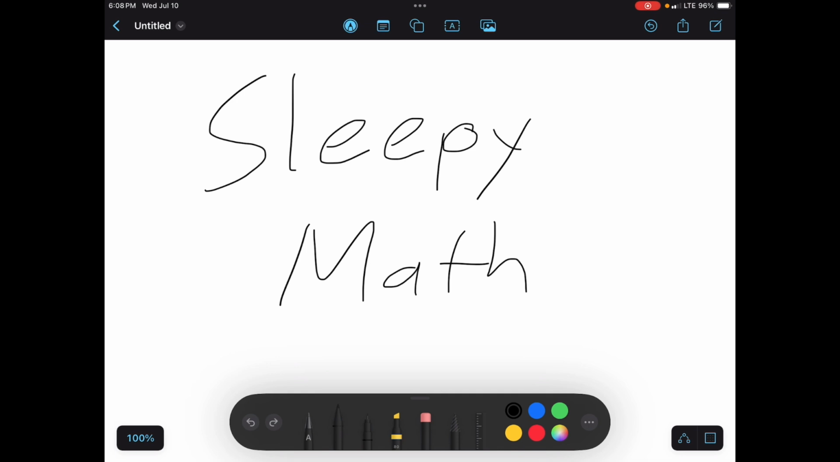For the record, I am a math teacher. I do a lot of things. I do computer work as well, but my primary position is as a math teacher.